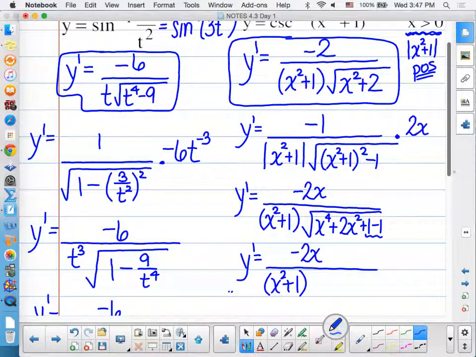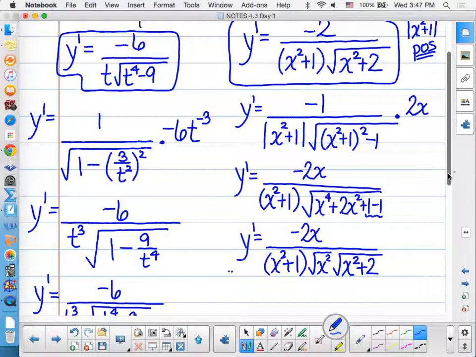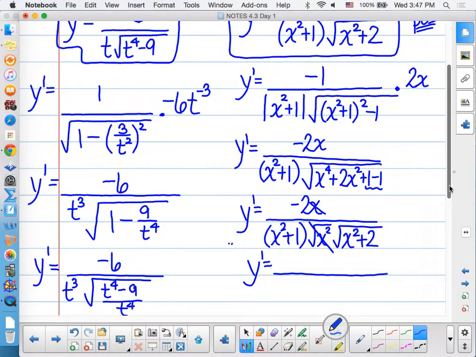Underneath there then, I could definitely take out a factor of x squared. So if I do that, I'd be taking out a factor of x squared under the radical sign, leaving behind x squared plus 2 under the radical sign. The square root of x squared is x, so that x would cancel with that factor, and our final derivative would be, we'd have a negative 2 in the numerator, we'd have x squared plus 1 times the square root of x squared plus 2.